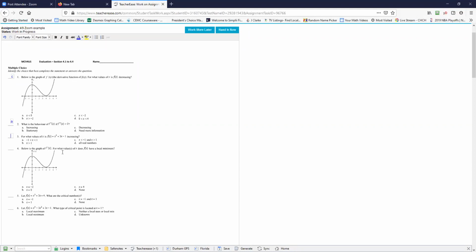For what values of x is this function increasing? So they give you a function, which is x cubed plus 3x minus 1. So if I'm trying to figure out where this function is increasing, what am I going to do first? What's the first step in deciding where that function is increasing? Find the derivative. Good. And the derivative, of course, would be 3x squared plus 3. So we all know that part.